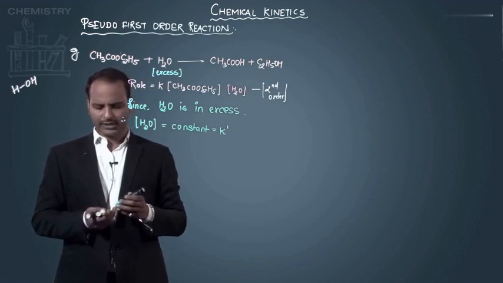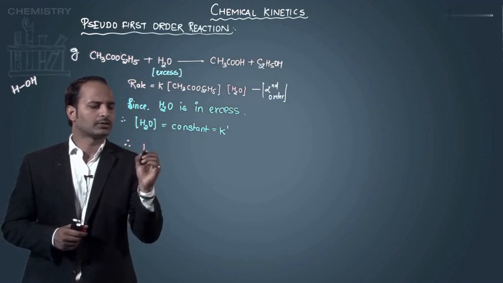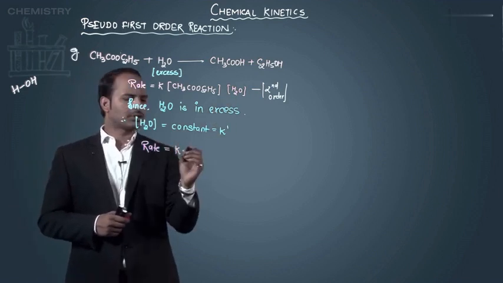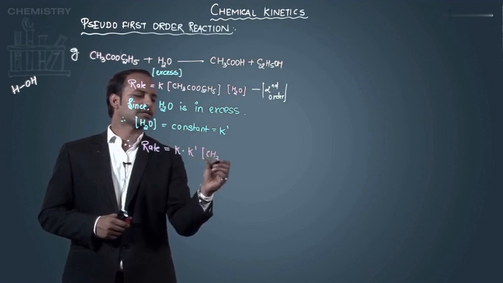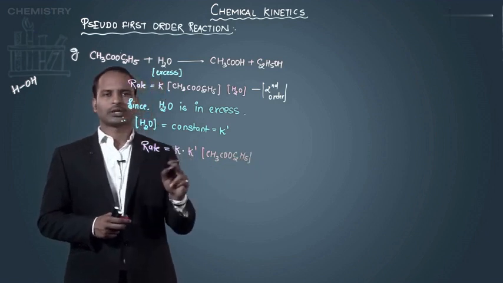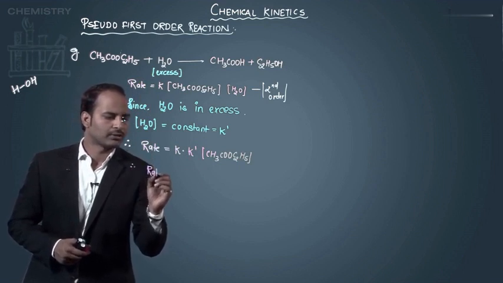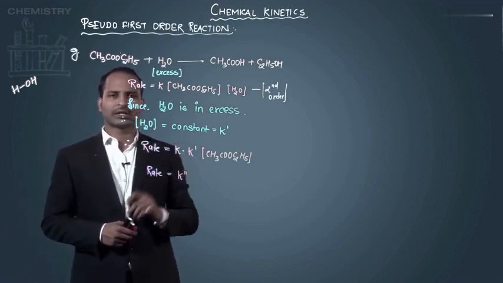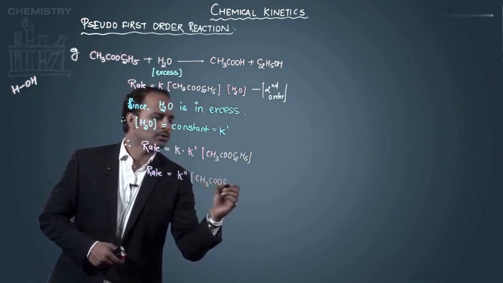So here I can say rate is equal to K into, water becomes constant, so instead of water I am writing K dash, into the molar concentration of CH3COOC2H5. Both are constant, so let us replace these two constants by some third constant. Therefore I can say that rate is equal to K double dash, bracket CH3COOC2H5.